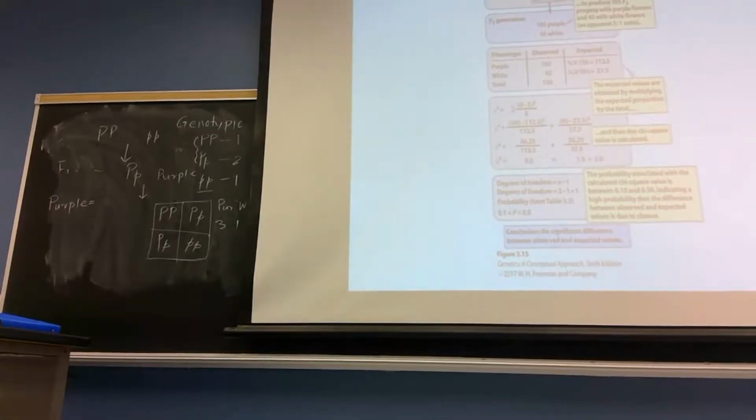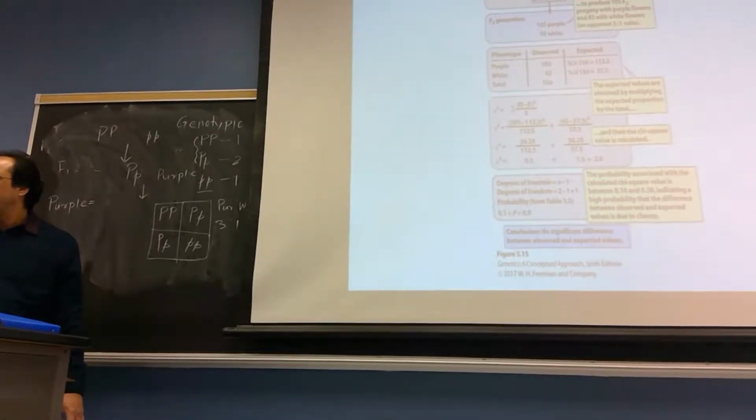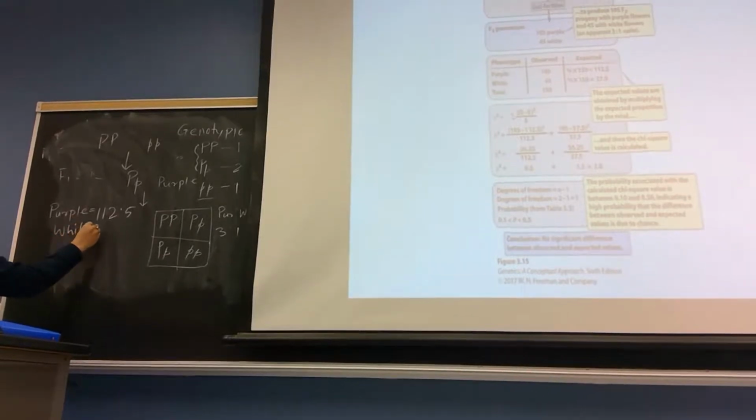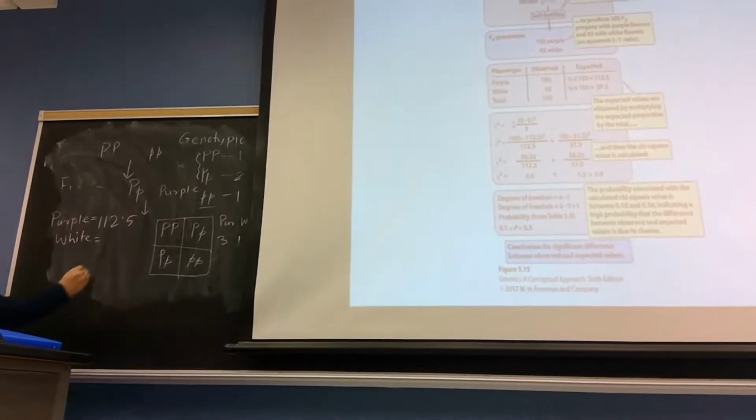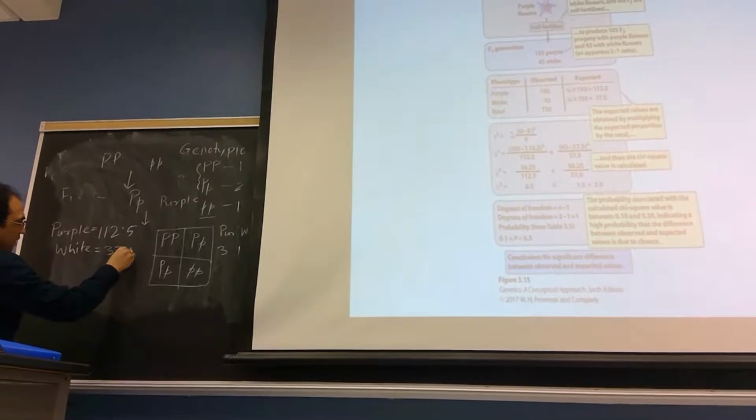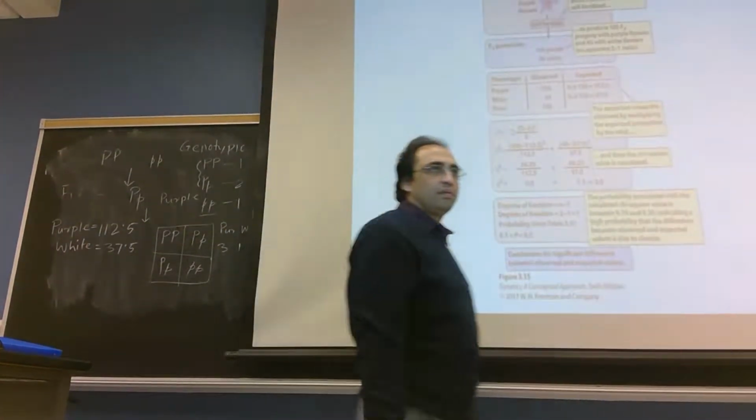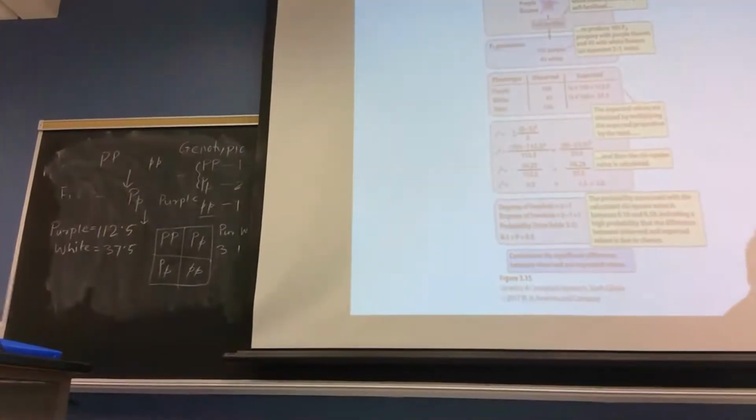150 divided by 4, how much? 112.5, and white will be 37.5. This is my expected result. Perfect 3:1 ratio. Okay, perfect 3:1 ratio.